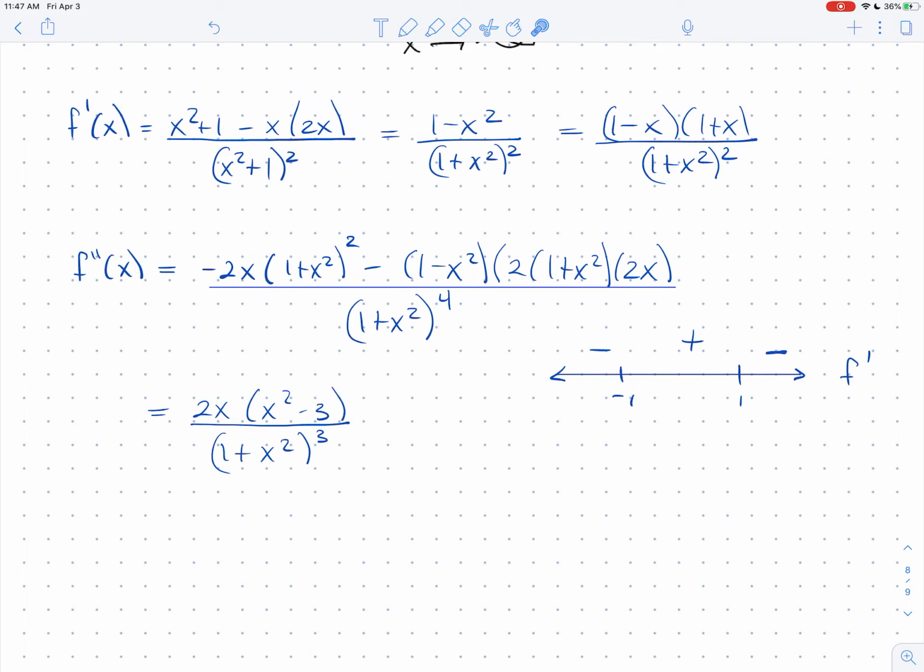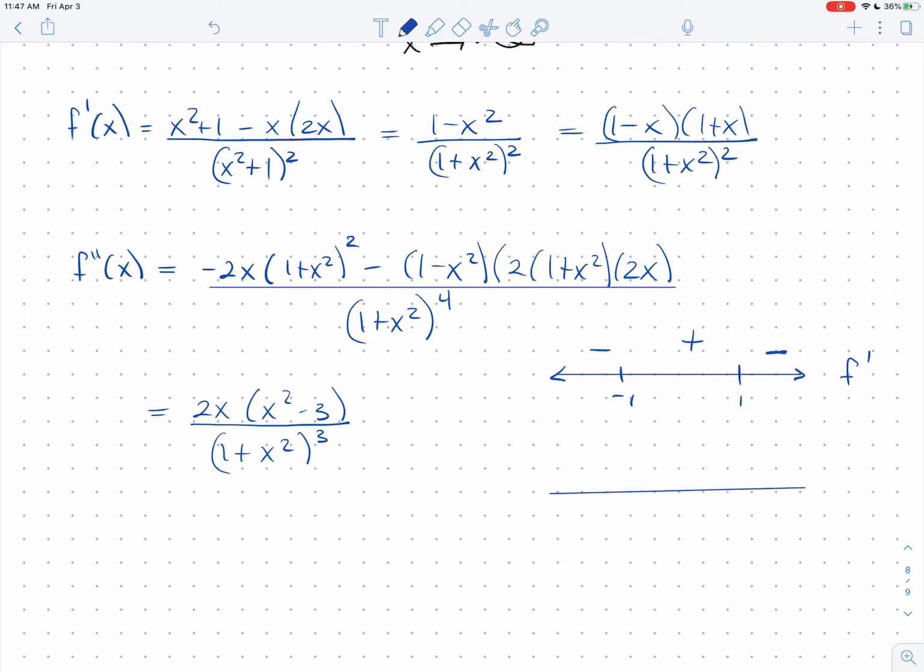I'm not going to write it all out right now, but instantly from this sign diagram, I know that f is increasing from minus 1 to 1, and it's decreasing from 1 to infinity and minus infinity to 1. I know it has a local min at -1 and a local max at 1. That's all there if you have eyes to see it.